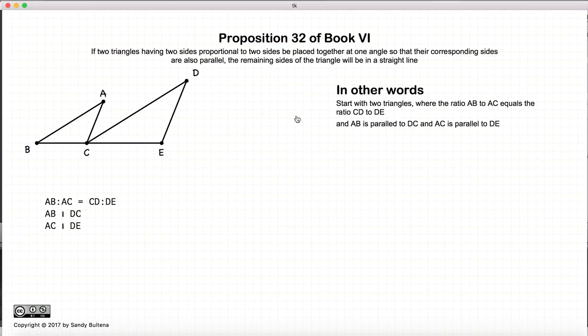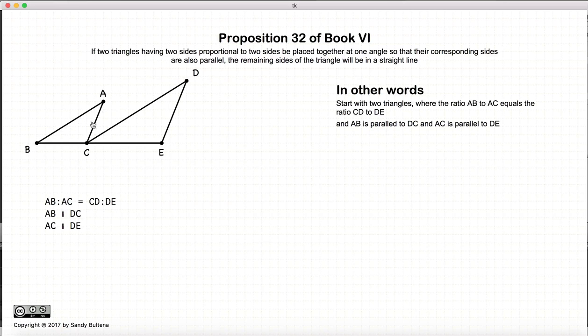Now in this proposition, we have two triangles, and the ratio of AB to AC is equal to the ratio of CD to DE. So that is the one and only requirement, that the ratio of the two sides around a certain angle be equal for both triangles.